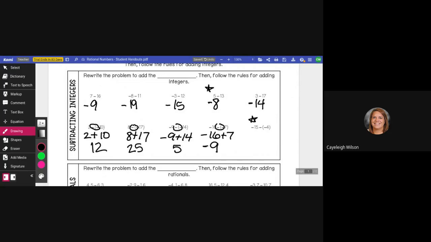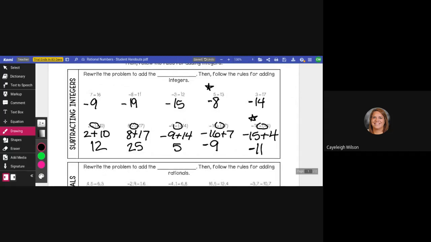Okay, all right, so on this last one here, minus a negative will become plus a positive, and then they're different signs, so I subtract. So 15 minus 4 is 11. 15 is bigger, it's negative, so it's negative 11.